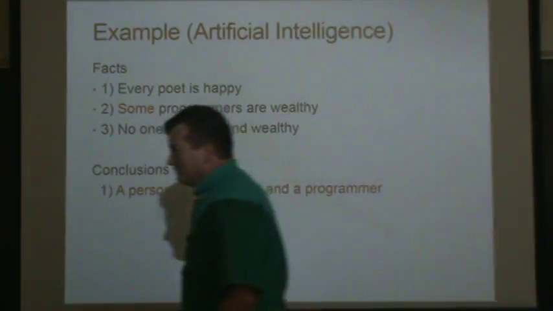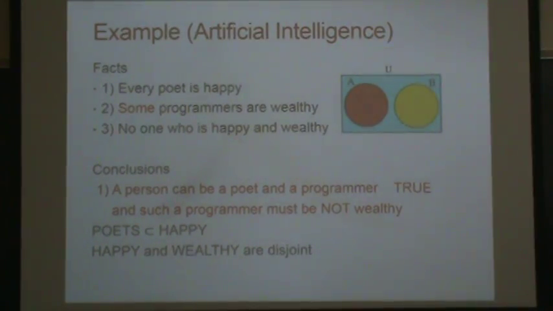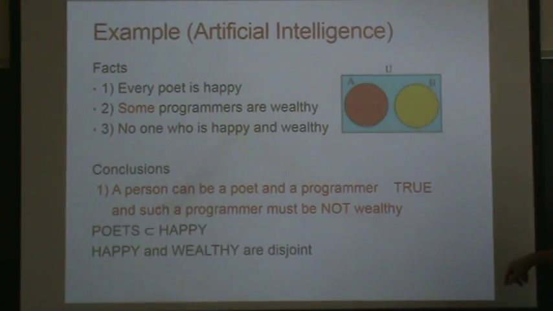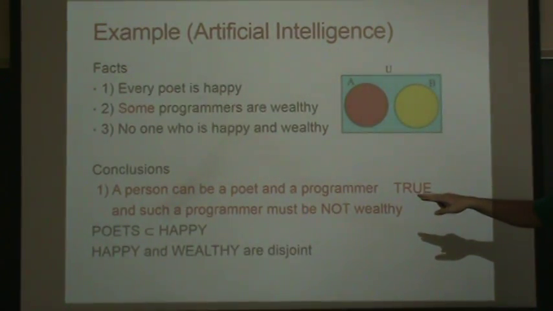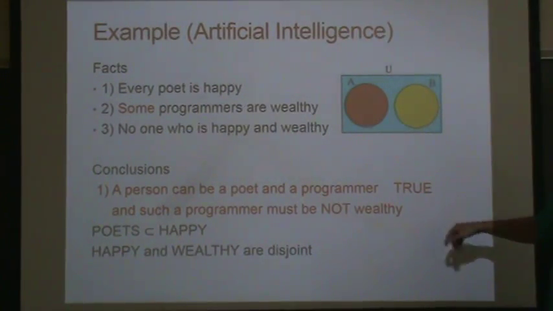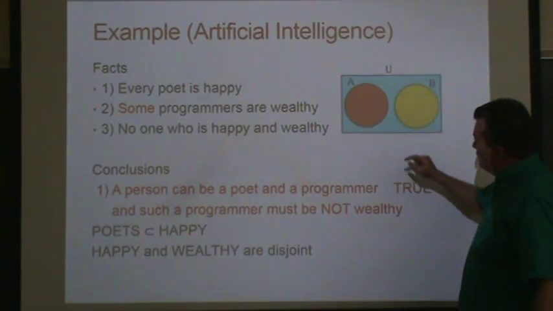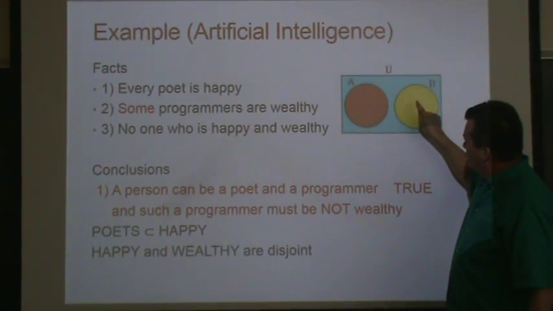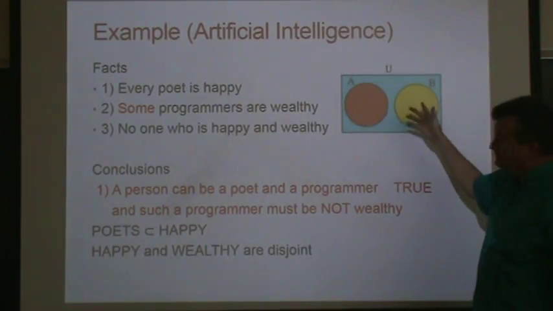Right, so you're just finding, based on the subsets of this, so again, they're separate, they're disjoint, but a person can be a poet and a programmer, so this would be true. Actually, such a programmer must be not wealthy. So you're either, what do we say, this was happy and this was wealthy. So poets are in here, and programmers could be in here or outside of here. It's the poets and the poor programmers.